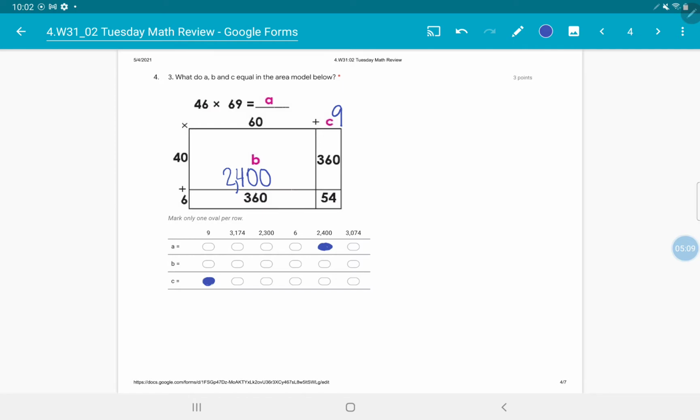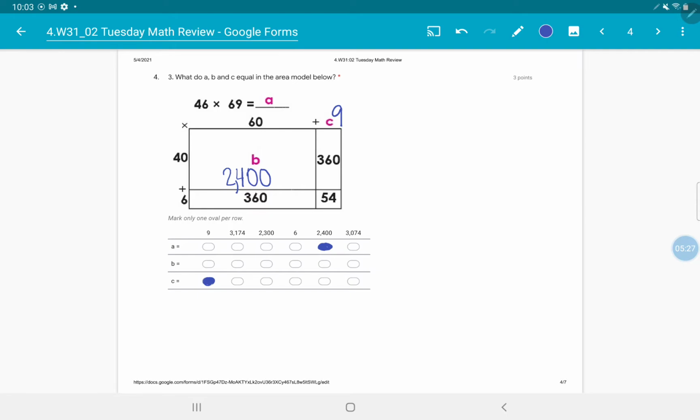Very good. We did 4 times 6 to get 40 times 60. But really to get 40, it's 4 times 10. And then 6 times 10. So we had to make it 10 times bigger twice. Alright, so now we know C and we know B.